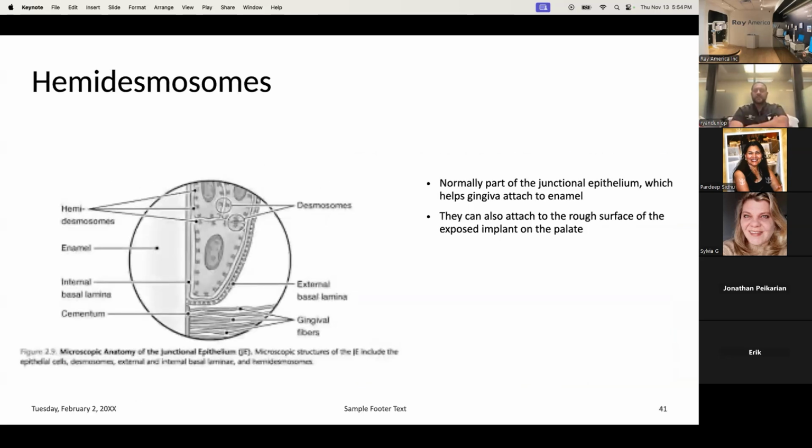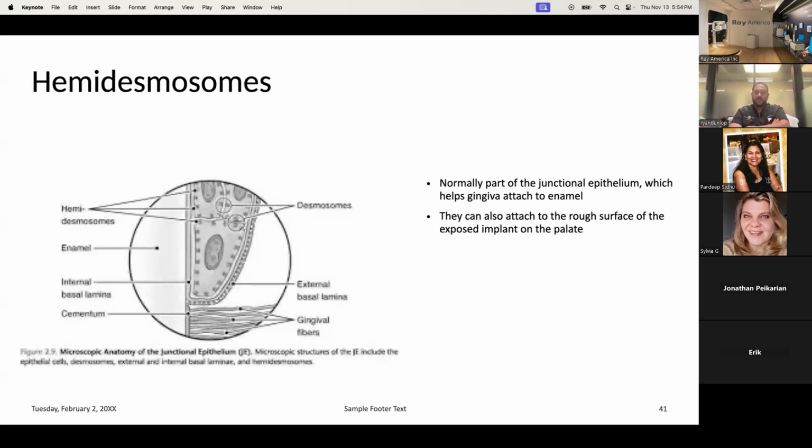The secret to this is our little friend, the hemidesmosome. If you think back to dental school, the desmosomes are interstitial organelles. They link cells together, but the hemidesmosomes link cells to hard surfaces. So when you have tendons attaching to bone, or you have teeth attaching to bone, or you have gingiva attaching to teeth, that's where you get hemidesmosomes. And they're kind of like Velcro.